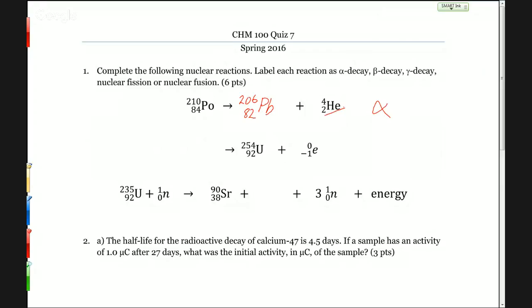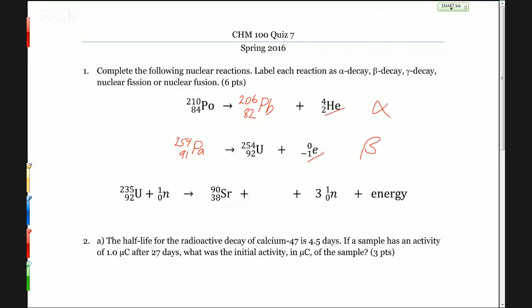All right, next one, we have to go the other way here. So 92 and minus 1 is going to be 91. And then 254 on top. And that is protactinium, Pa. What kind of decay is that? All right, that's beta decay because of the beta particle.